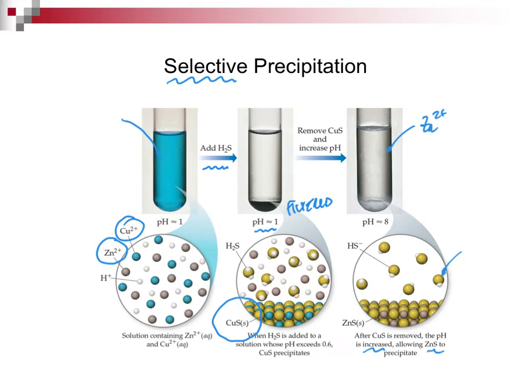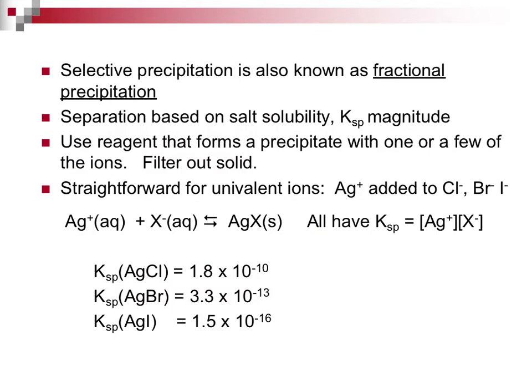Now let's see what we can do with some calculations. Selective precipitation that we just saw is also known as fractional precipitation. It's based on salt solubility, which you can imagine is the magnitude of the Ksp. You want to choose a reagent that forms a precipitate with either one or a few of the ions, and you want to filter out the solid.